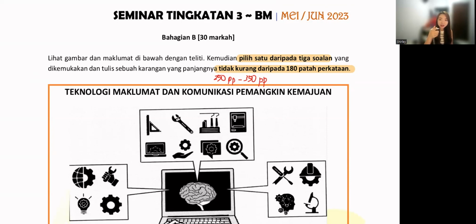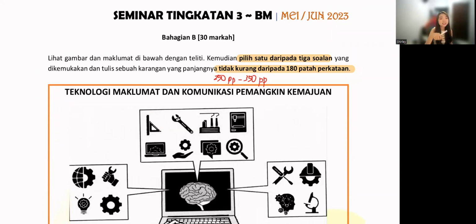Why? You see, you are now in Form 3 already. Half of the year's already gone. Okay, lah, I just included June, okay? Half of the year we got. Next year, you are in Form 4. So for Form 4, the requirement is that the minimum is 350. Maximum is 500. Okay? When you go to SPM level, minimum is 350. Maximum is 500.